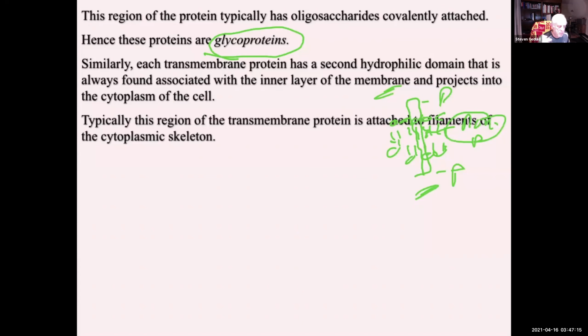Typically, this region of the transmembrane protein is attached to the filaments of the cytoskeleton, and that's what holds it in place once it's inside the cell here. Okay, so membranes are dynamic structures; they're not static. Membranes are constantly changing.